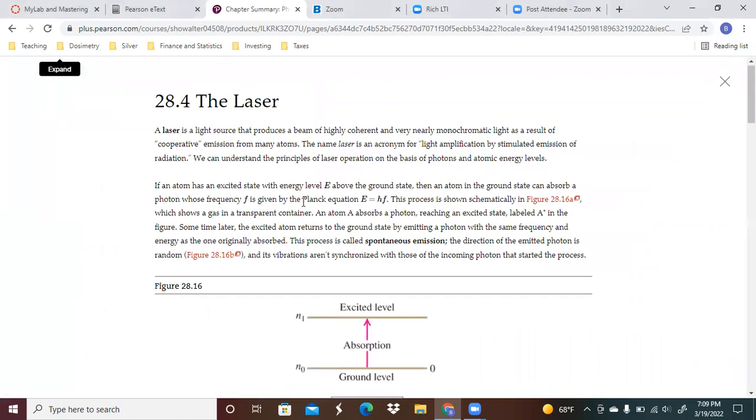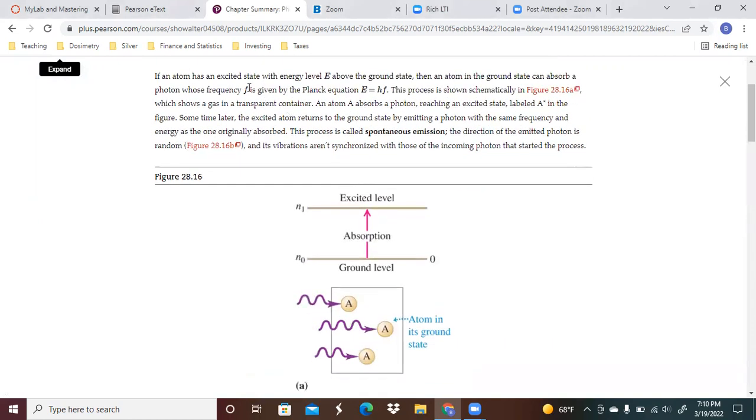The laser is a light source that produces a beam of highly coherent and very nearly monochromatic light as a result of cooperative emission from many atoms. So the name laser is an acronym for light amplification by stimulated emission of radiation. We can understand the principle of laser operation on the basis of photons and atomic energy levels.